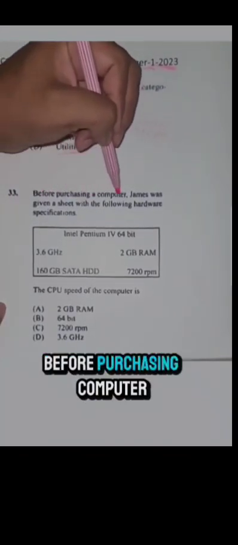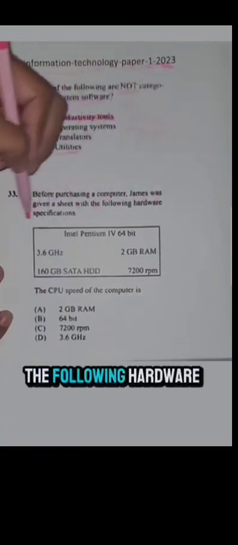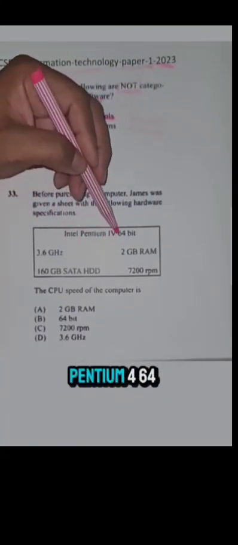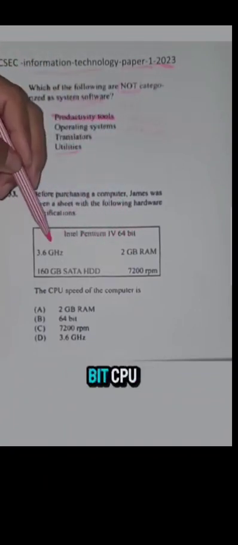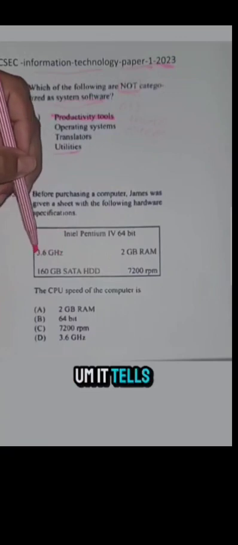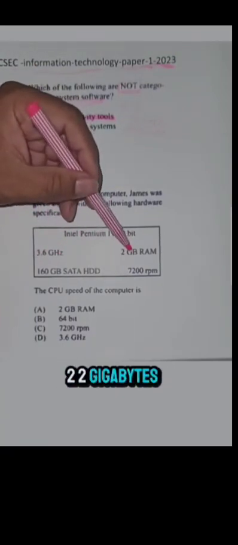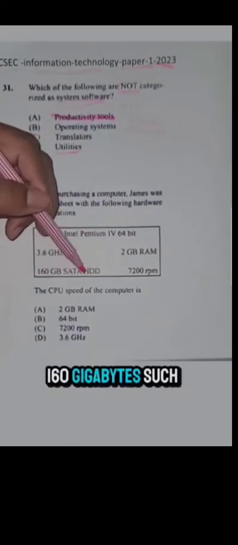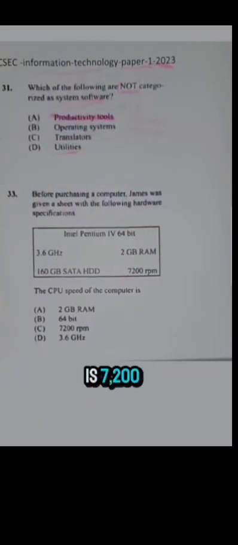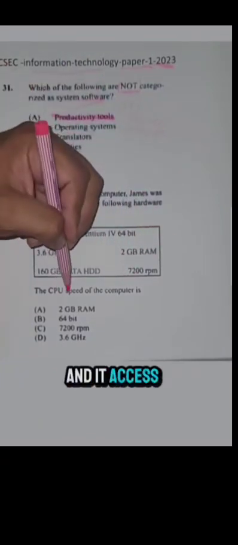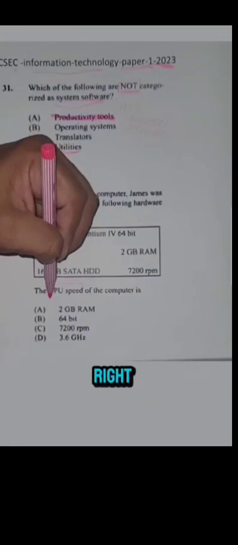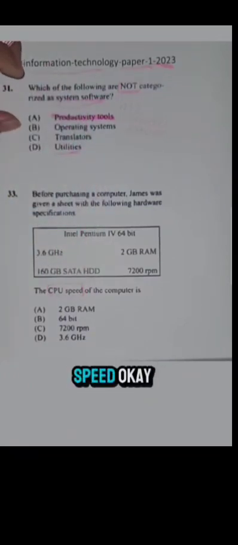Right? Question 33. Before purchasing a computer, GMC is given a sheet with the following hardware specifications. It tells us it's an Intel Pentium 460 64-bit CPU. It tells us 3.6 gigahertz, 2 gigabytes of RAM, 160 gigabyte SATA hard drive, and the RPM is 7,200. And it asks us the CPU speed, right? So let me find the CPU speed.